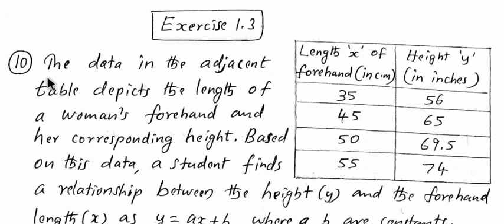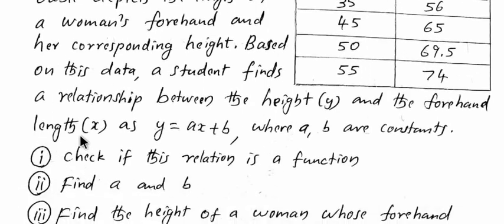Exercise 1.3, question number 10. The data in the adjacent table depicts the length of a woman's forehand and her corresponding height. Based on this data, a student finds a relationship between the height y and the forehand length x as y is equal to ax plus b, where a, b are constants.